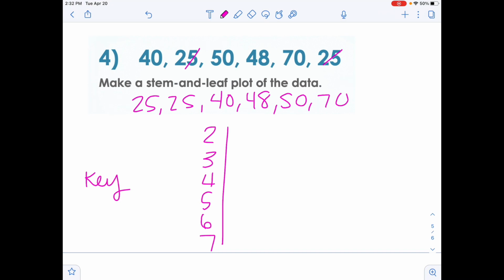We have to make a key. So we'll do 2. You can use any numbers here, but I'm going to do 2, and then the line, 6 equals 26. So in stem and leaf plots, we don't use any commas. So for 25, 25, I'm going to do a 5 and a 5 spaced out. There's no 30s, so I'm just going to leave it blank. There's a 40 and a 48. There's 50, so I put a 0 there. There's no 60s, and there's 70.